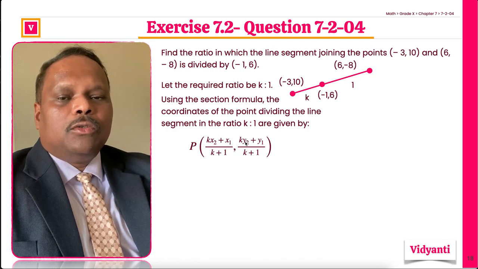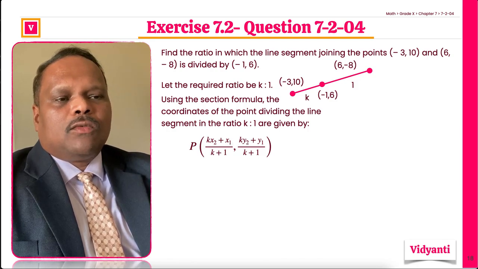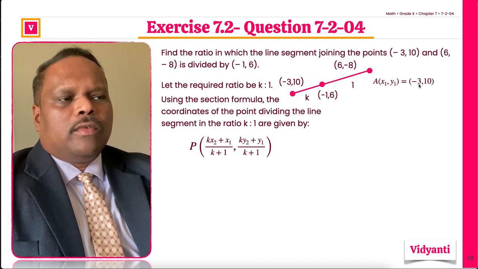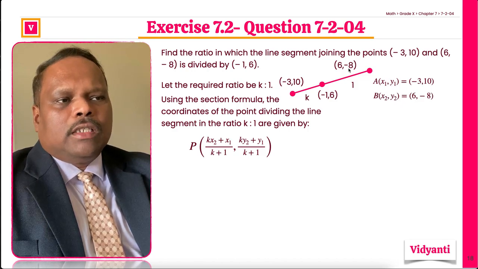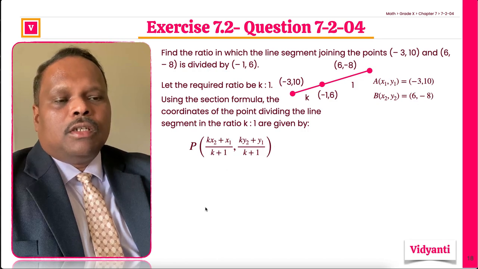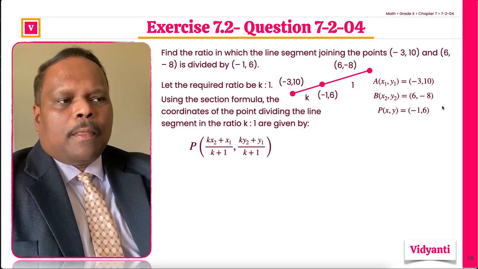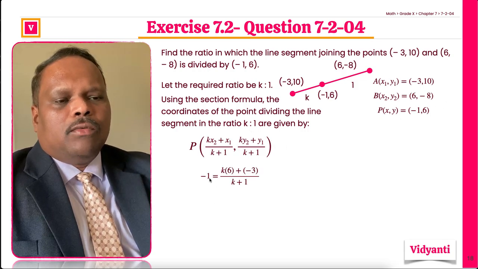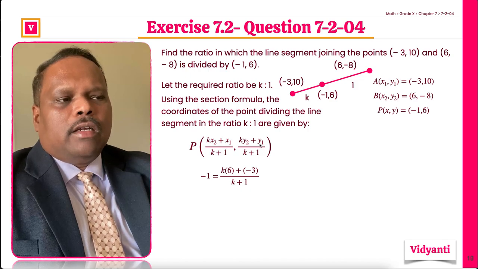Same thing we are going to do for this one also. So now remember, the first point is negative 3 comma 10. So x1 y1 is negative 3 comma 10. The second point is 6 comma negative 8. So x2 y2 is 6 comma negative 8. It's just a matter of substitution. K is unknown. So p x y is equal to negative 1 comma 6. So this is all together after calculation negative 1. This is all together after calculation 6. So we are going to say negative 1 is this part and 6 is this part.